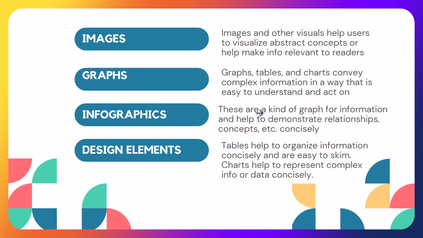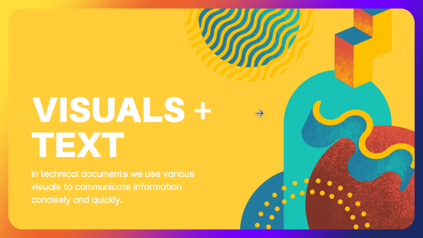So there are a lot of visuals that you could use. You could use images, for example, graphs or charts, infographics, design elements, like colors or icons or symbols. It really depends on what it's doing in the document. So the idea is not just to choose it for aesthetic reasons, but choose it because it's performing this function of conveying information. The big thing here is that it's a combination of visuals and text.